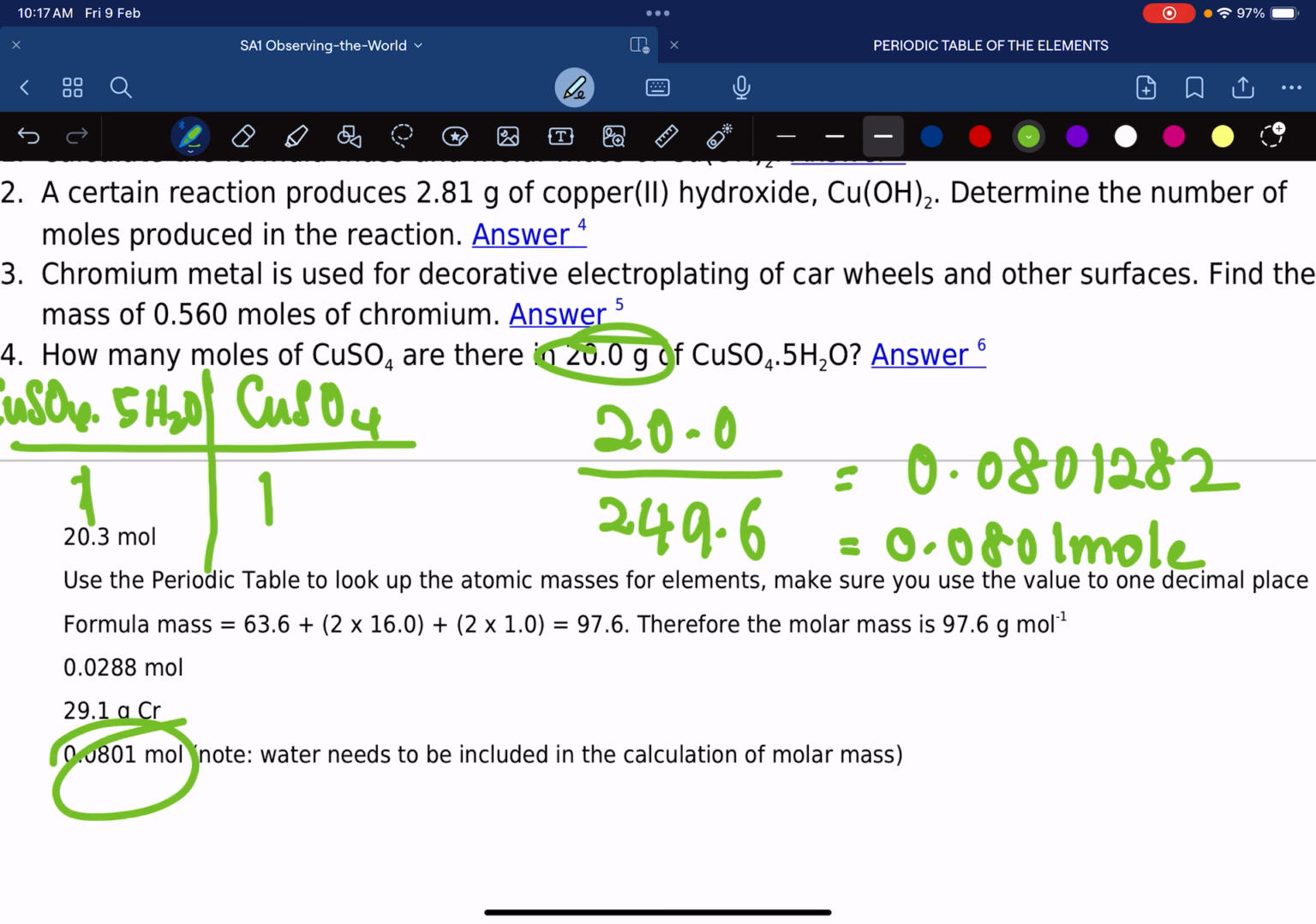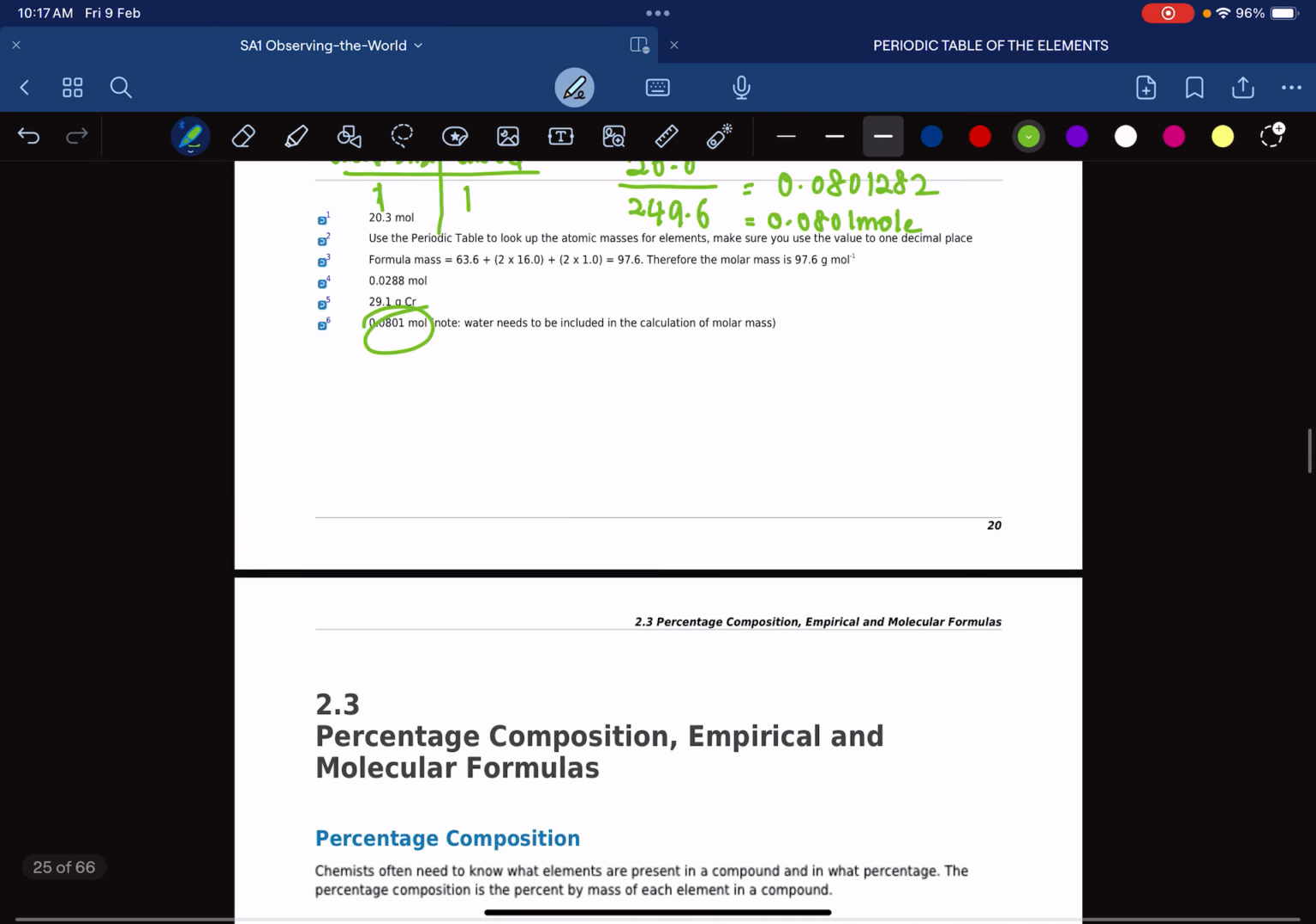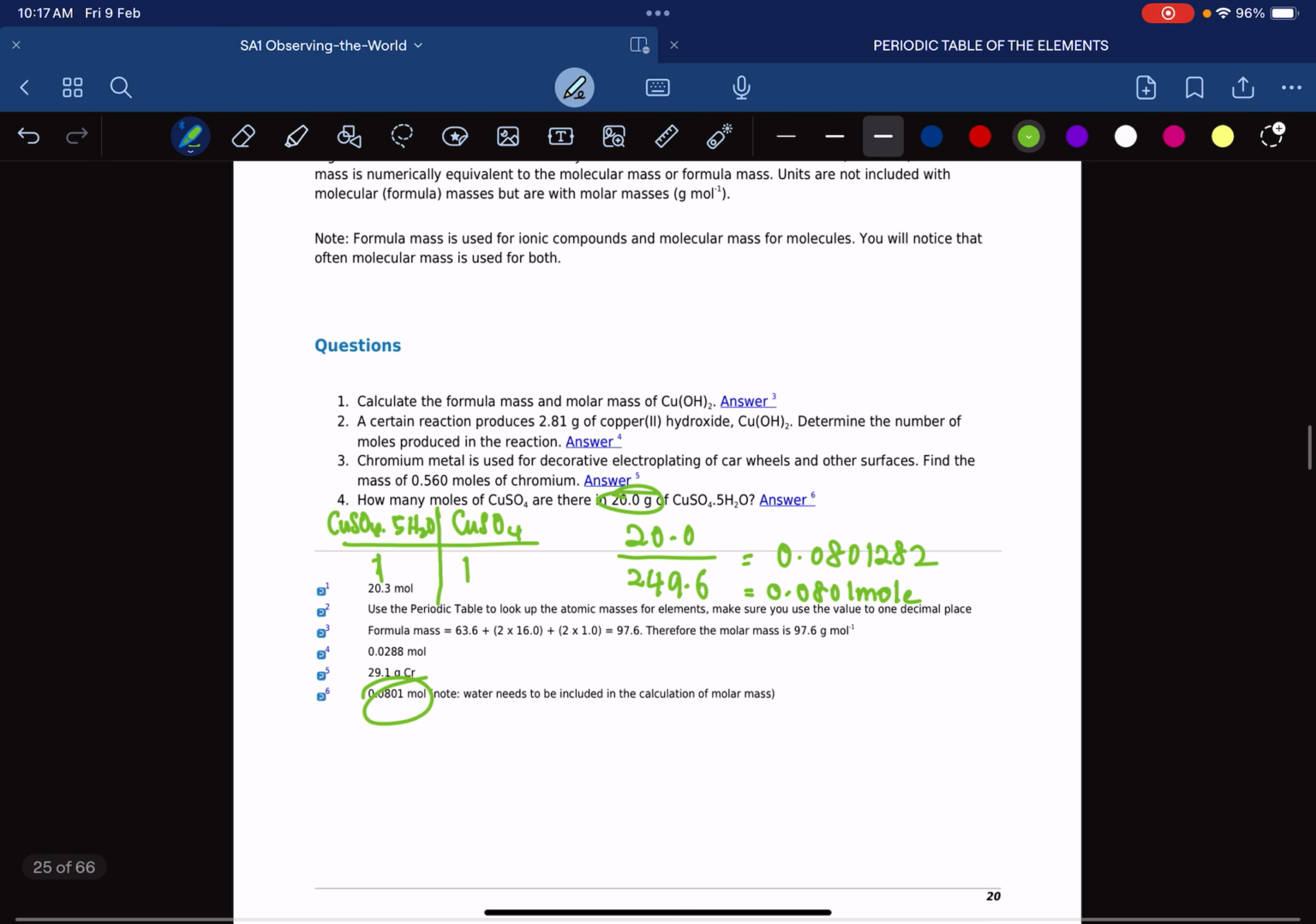You see it at the bottom here. So basically, that's how we work out this type of question. So you guys should be able to do the questions from the worksheet.